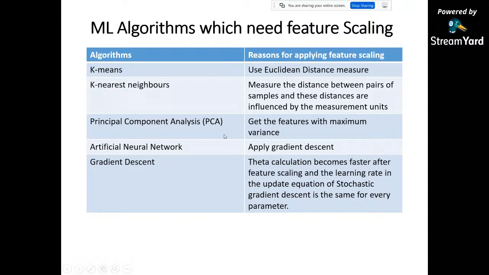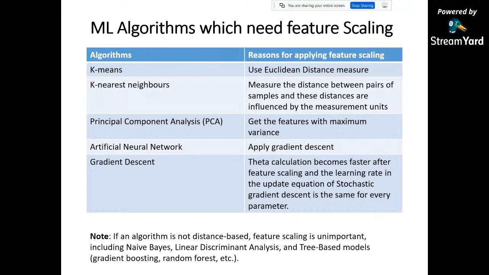Then of course we have artificial neural networks and gradient descent. They are based on the gradient descent technique. In gradient descent, theta calculation becomes faster after feature scaling, and the learning rate in the update equation of stochastic gradient descent is the same for every parameter. Okay. If you don't know what stochastic gradient descent is, you can leave this particular point for now. I will explain in the next session. But for now, just understand that for gradient descent we need feature scaling if you have different ranges of features.